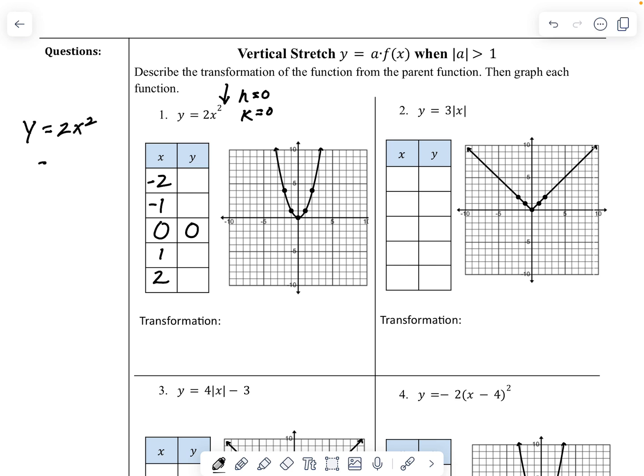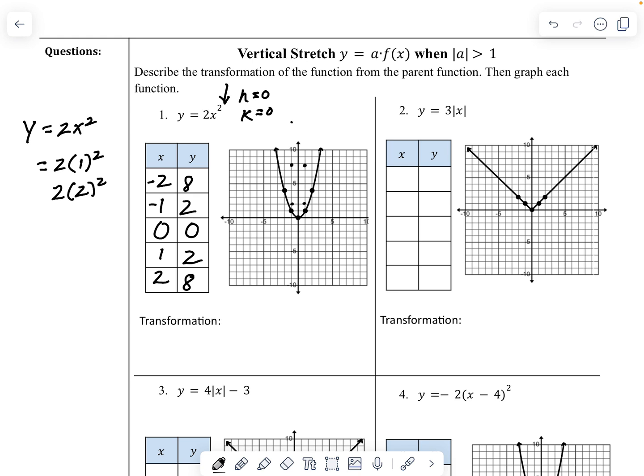So let's put our values in there. 2 times 1 squared. Well, we're going to end up with 2. 2 times 2 squared, end up with 8. And we're going to end up with those same numbers here. So let's plot them. Well, we're going to stay at 0, 0. And then here, we're going to be at 2. And here, we're going to go all the way up to 8.